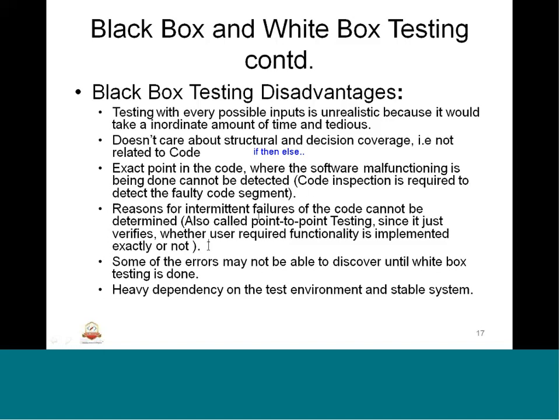Reasons for intermittent failures of the code cannot be determined. That means this is a very typical thing in embedded systems. We may not be able to reproduce some of the failures. It is very difficult. Sometimes the failure occurs only once in a month. How do you find out? So in those cases also, it is difficult to do black box testing. This is a disadvantage. We know the failures are there, but to pinpoint where it is going to fail may be difficult because it varies.